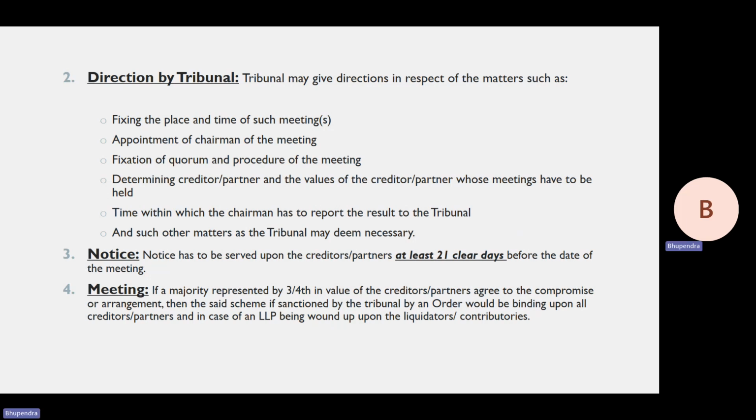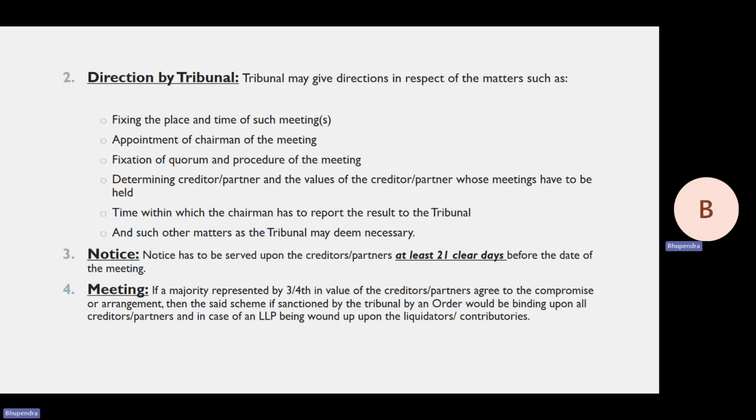Report the result. The chairman of the meeting shall report the result of the meeting to the tribunal within the time fixed by the tribunal, or within 7 days in case no time has been fixed. Chairman report कर देगा अपनी मीटिंग के रिजल्ट्स ट्रिब्यूनल को within the time decided by the tribunal, in case no time is decided, within the 7 days of the meeting.